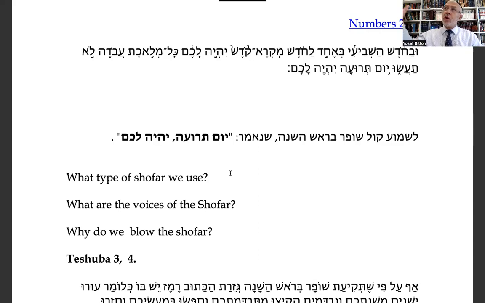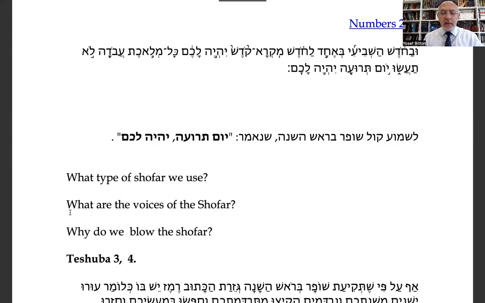Obviously, there is another horn, like, for example, a bull horn, and that is absolutely no-no, among other things, because that will remind us of the Cheit Ha'Egel, the sin of the golden calf. So these are the three animal horns that people know. I repeat, the ram's shofar is the one that we use.